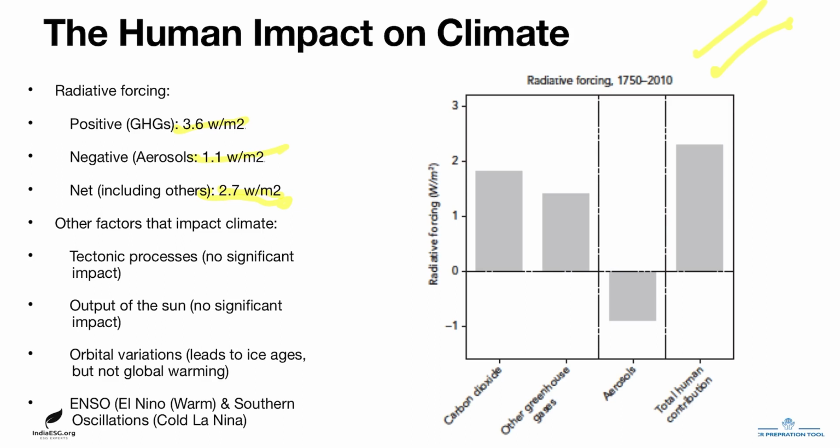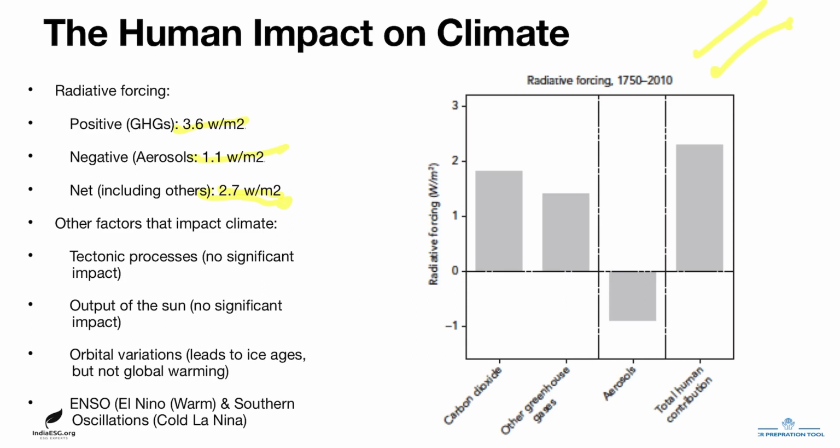Now this process is exceedingly slow, and as a result of the movement of continents, which occurs over millions of years, these tectonic movements are not able to explain the 1.1 degree C rise in global temperature in the last 150 to 200 years.